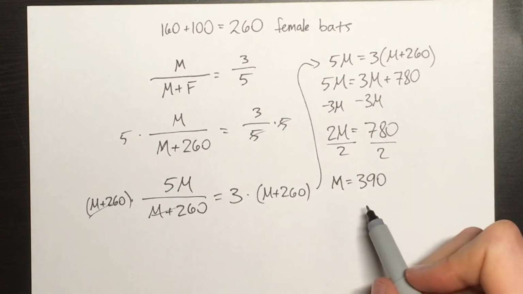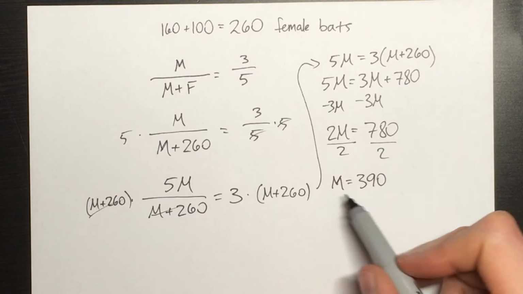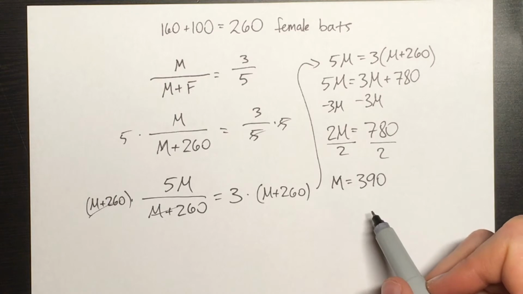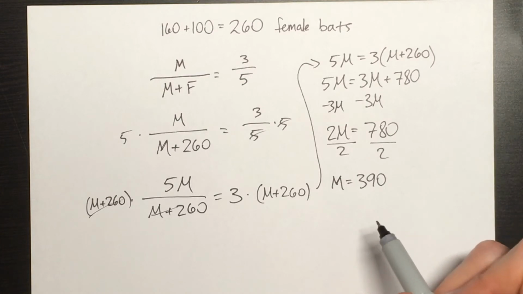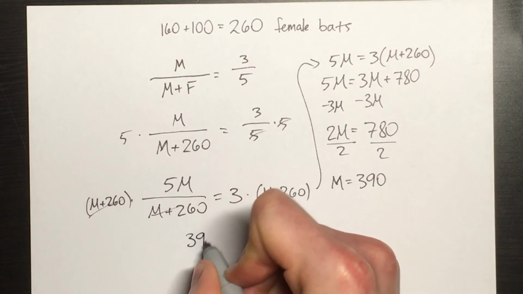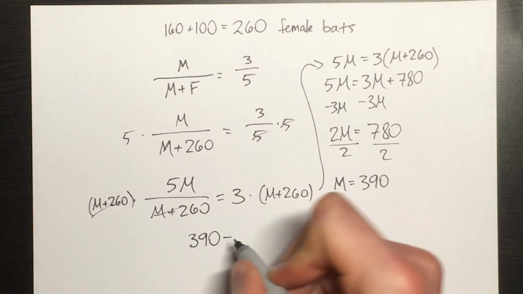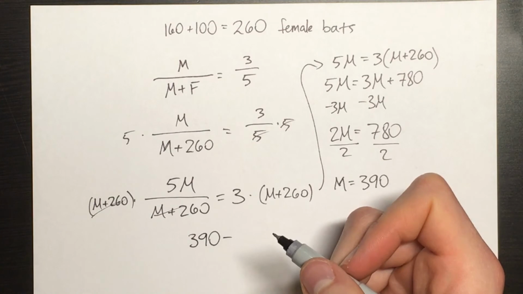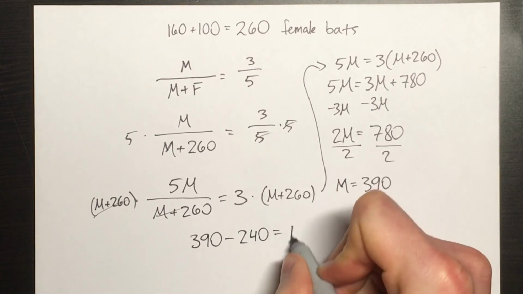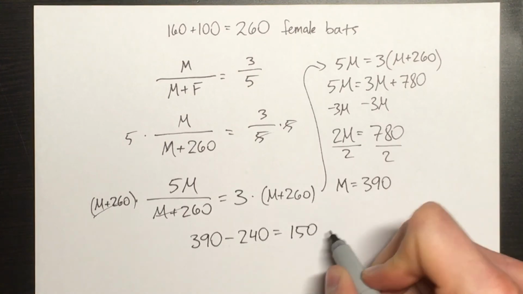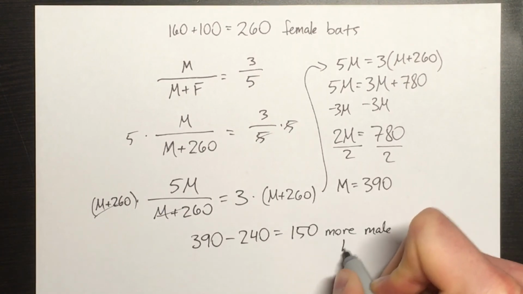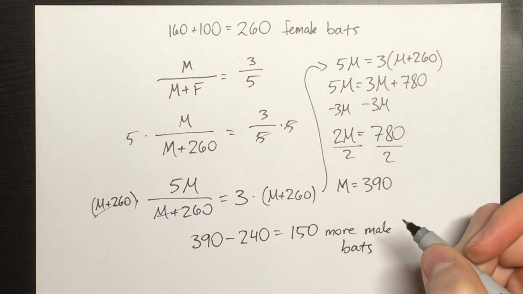390. Now, hold on. This is not your answer, right? We don't want to know how many males there have to be. The question is asking how many more male bats must be tagged. So we want to do how many we have now, or need to have, minus how many we had originally, which is 240. So that's 150. So 150 more male bats need to be tagged. So be careful with that wording there.